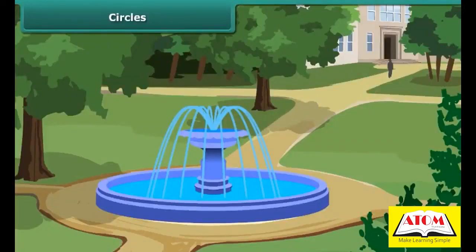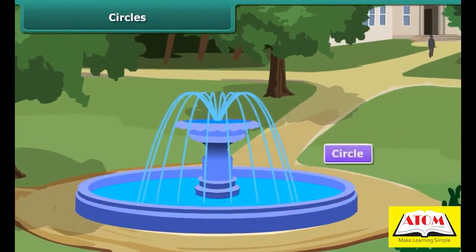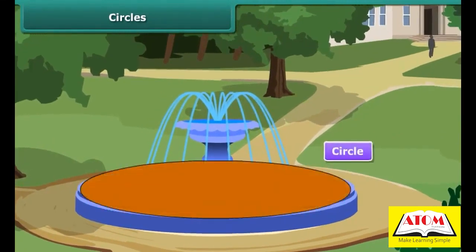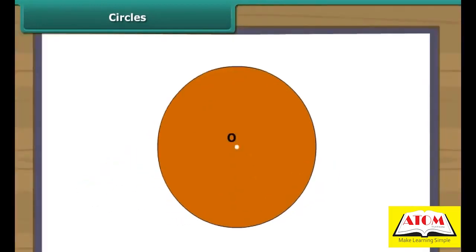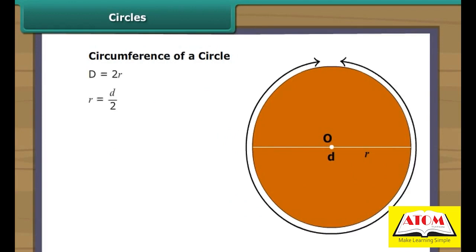Circles. Students, have you noticed the shape of the fountain? The fountain is in the shape of a circle. Can you measure the circumference of the circle? Yes. If you know the radius of the circle, then we can use the formula for the circumference of a circle. The circumference of a circle is the distance around a circular region. In other words, the boundary of the circle. The circumference of a circle is the product of a constant called pi and its diameter, or twice the product of pi and the radius of the circle.